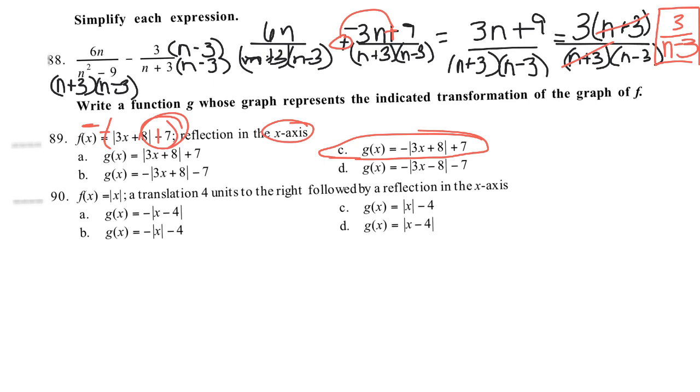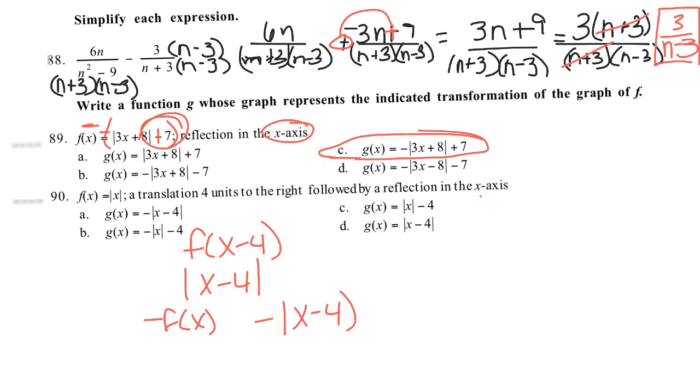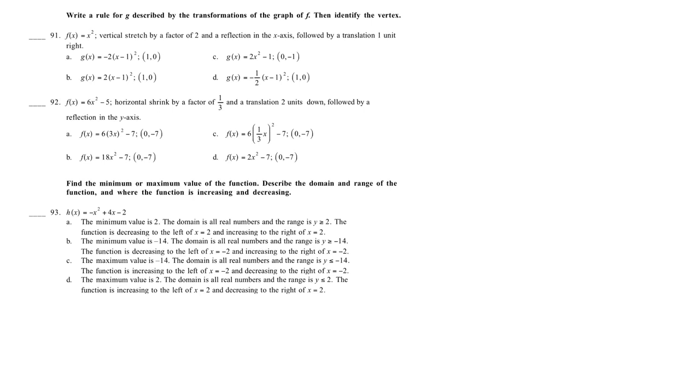F of x, absolute value of x, a translation 4 units to the right. So that's f of x minus 4. So that's the absolute value of x minus 4. Followed by a reflection in the x-axis, that's negative f of x. So that makes it negative absolute value of x minus 4, which is A.